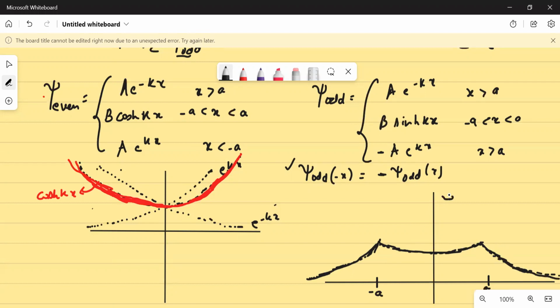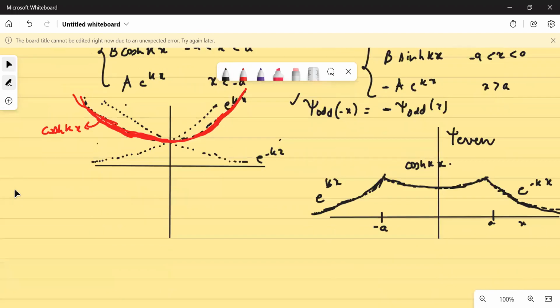So if I'm writing my psi e1 as a function of x, then this is your e की power kx. I'm not writing a constant, forget about it. This is somewhat graph of e की power kx, and this is somewhat graph of cos hyperbolic kx. Is that clear to you?